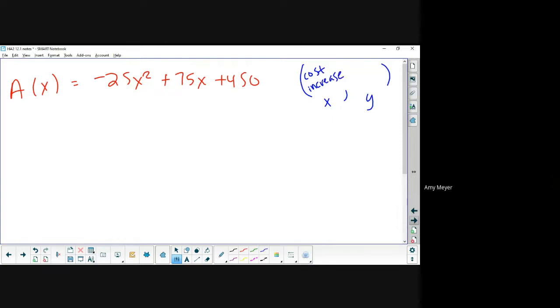I do this pretty much every time I write a new equation and it's a word problem. I always make myself a point and I say, what's X and what's Y? X is the cost increase and Y is, how did they phrase it? Money raised or amount raised.